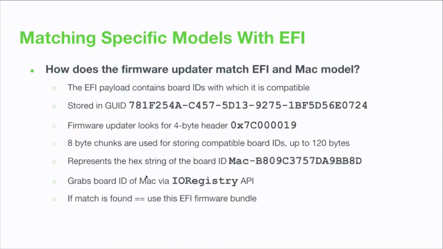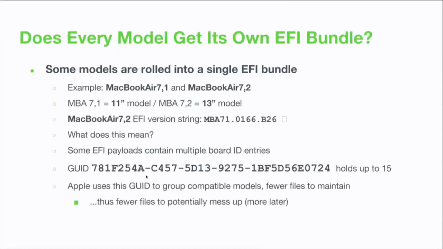So how does the EFI updater actually figure out what to use? The EFI payload actually contains board IDs in a specific GUID. In this case, this GUID here, we just cracked open EFIs and started looking for references, and that is where they are stored. There's a header there, and 8-byte chunks are basically used to record the compatible board IDs, which are then grabbed by the IO registry API. And if a match is found between the system the updater is running on and that which is contained in the EFI payload, we have a match.